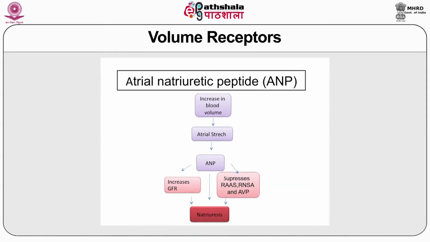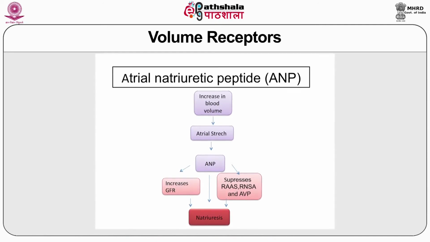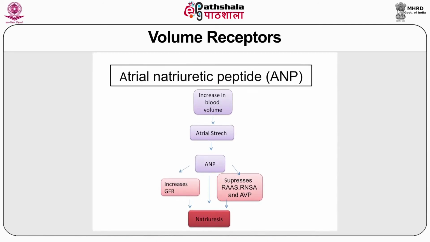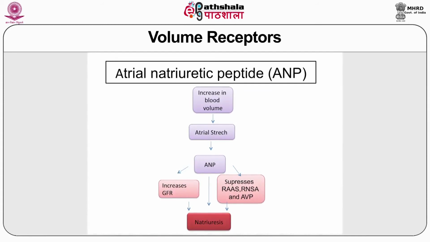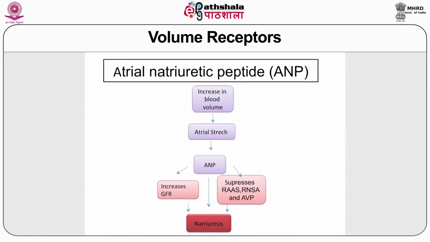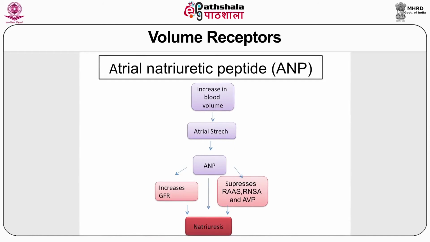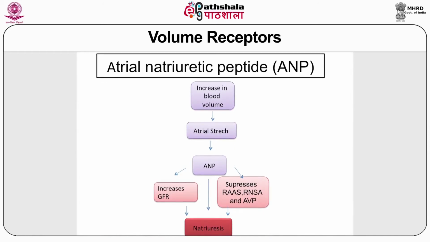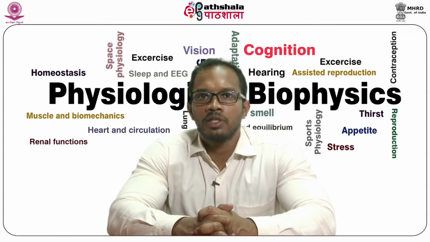the cardiomyocytes of the atria in response to an increase in fluid volume in the body and leads to vasodilation of the renal afferent arteriole and increases GFR. It causes suppression of the renal angiotensin aldosterone system and the renal sympathetic system, and inhibits release of arginine vasopressin. By all these mechanisms, it leads to natriuresis and water loss from the body to correct the volume overload.